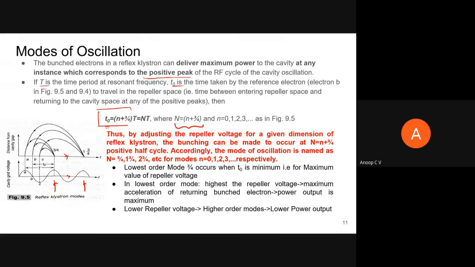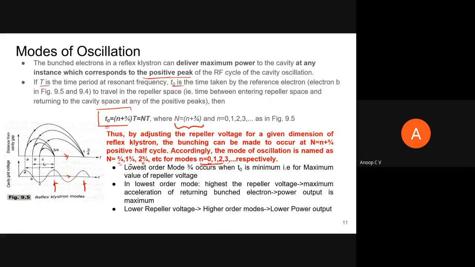So by adjusting the repeller voltage for a given dimension of reflex klystron, the bunching can be made to occur at n plus 3/4 positive half cycles. Accordingly, the mode of oscillation is named 3/4, 1 3/4, 2 3/4, etc., for n equal to 0, 1, 2, 3. So when I say mode of oscillation, it will be 3/4, 1 3/4, 2 3/4, and these will be the 0th mode, first mode, second mode, third mode, respectively.